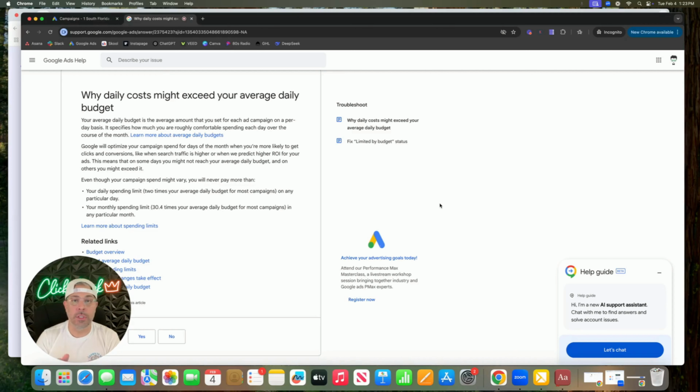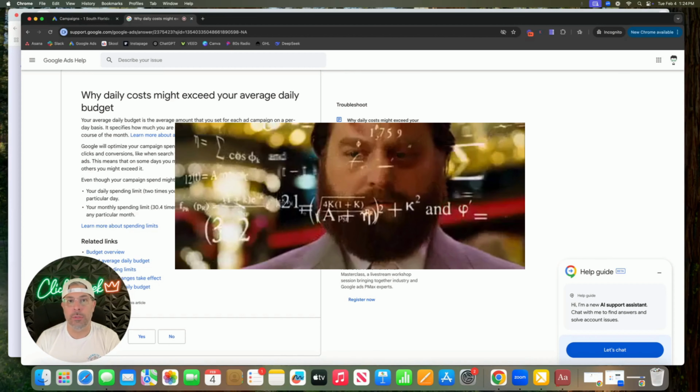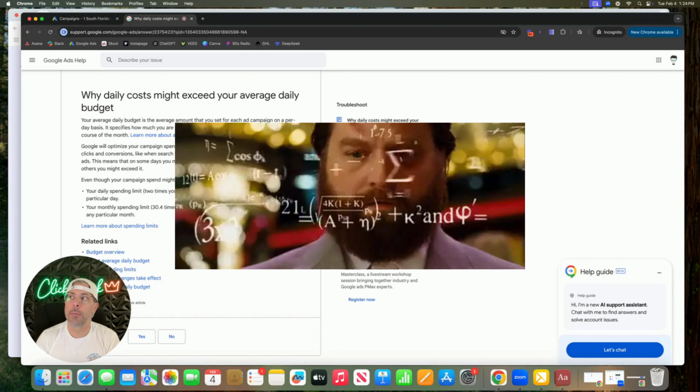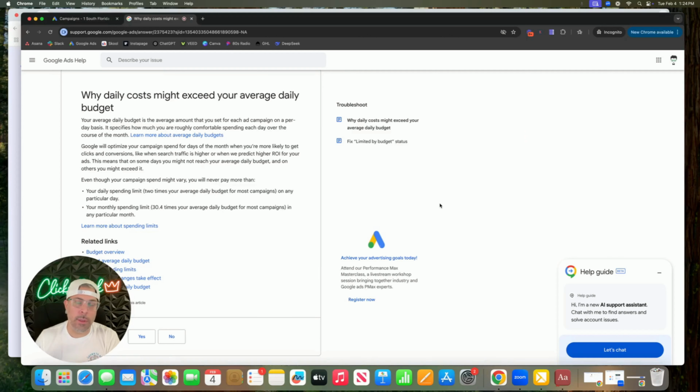So if you're spending $100 a day, 7 days a week, you're never going to spend more than 30.4 times your average daily budget, so about $3,040, whatever that is. I'm terrible at math. The point is, don't panic. You're not going to spend more. So let's go into the help article, and it says it right here, right?